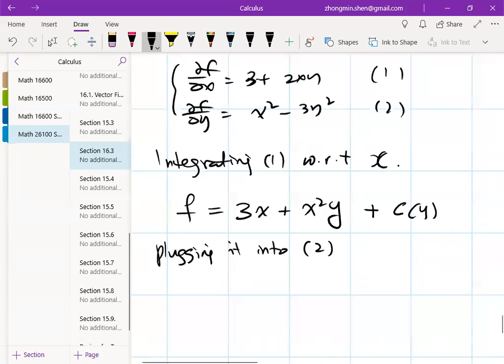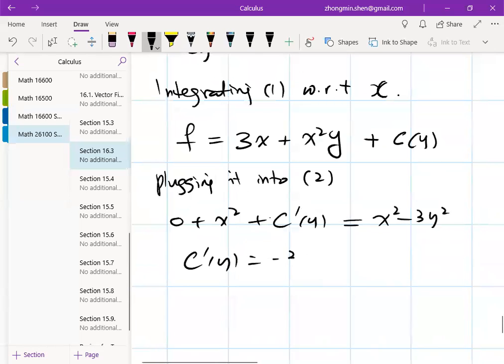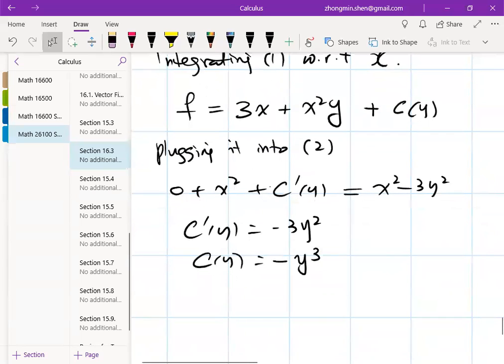Then I take the derivative with respect to y. I got 0, plus x squared, plus C prime, not partial, just only one variable. So you can simply say C prime. And then this is supposed to be x squared minus 3y squared. So you compare both sides, you will get negative 3y squared. So that means C of y should be equal to negative y cubed. That's it, just need to add another constant, it's not a big deal. We just need to find the one C.